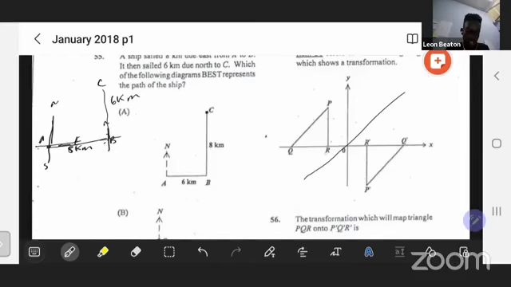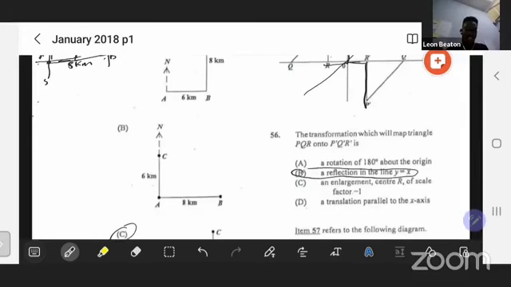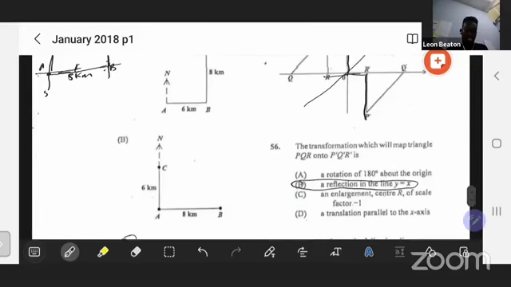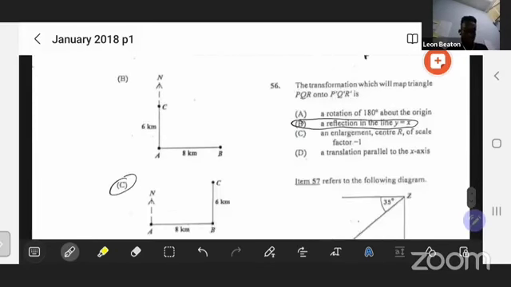And yeah, this looks like a reflection. This R goes here and then goes out here. And this goes across here and it goes down. So you have to go across and go down. Yeah. So the answer here is B. Reflection on the line. It's not an enlargement, nor is it a translation.